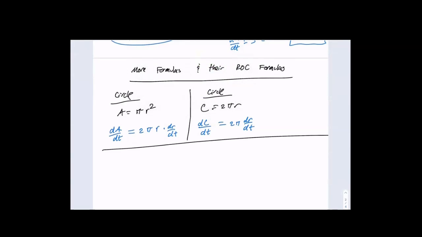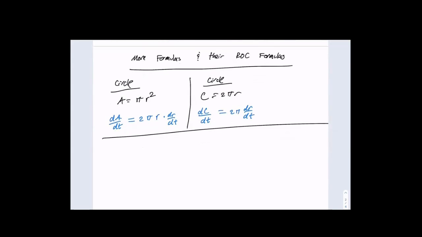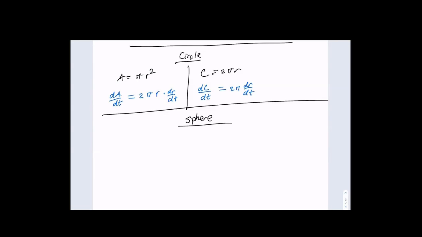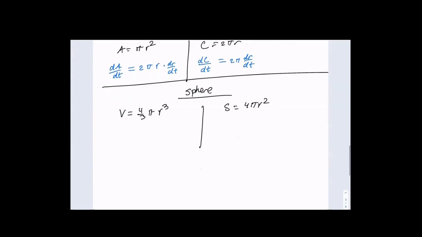All right. What was the other shape I have? What was the next shape that was on your notes? Sphere. So sphere. We have volume equals 4/3 pi r cubed. The other one is surface area equals 4 pi r squared. And the same type of relationship ends up happening over here as well.